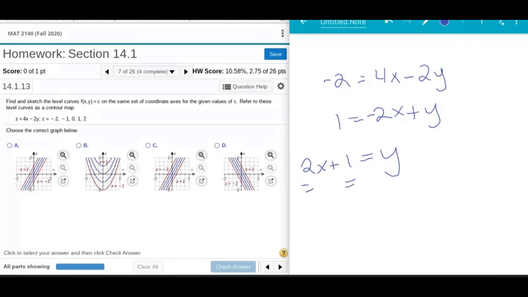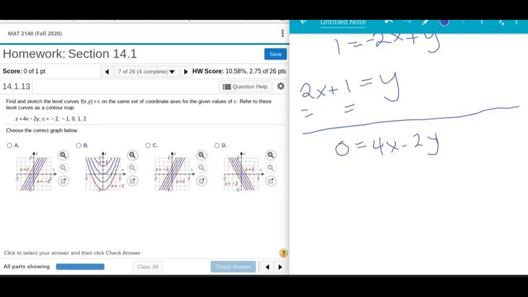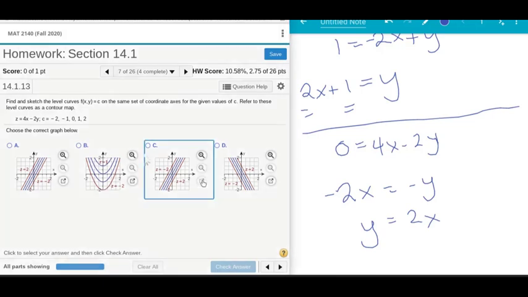And so let's just plug in another one. Let's go ahead and plug in 0. So 0 equals 4x minus 2y. And so if we simplify that a little bit, we're going to get 2x equals y. Actually, negative 2x equals negative y. And so this is just y equals 2x. And so that one's going to be, if we kind of zoom in here, notice this is a positive slope 2. This was a positive slope 2. So let's zoom in on C and see if that's correct.